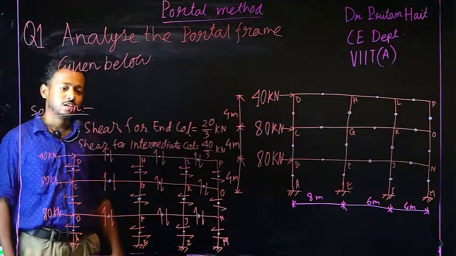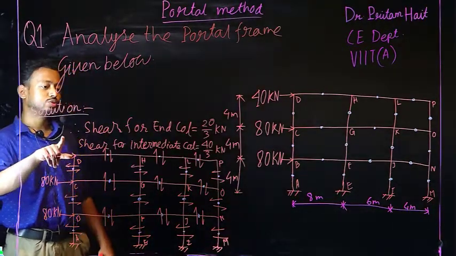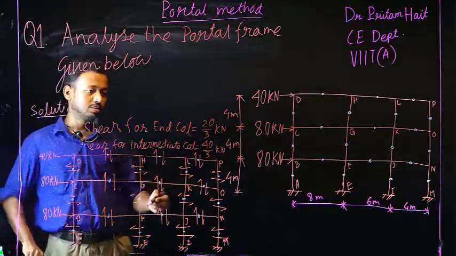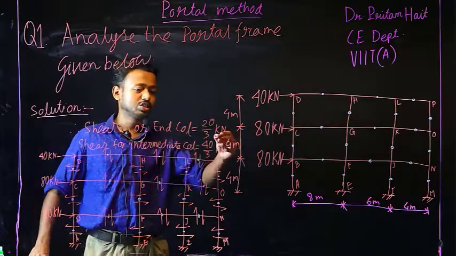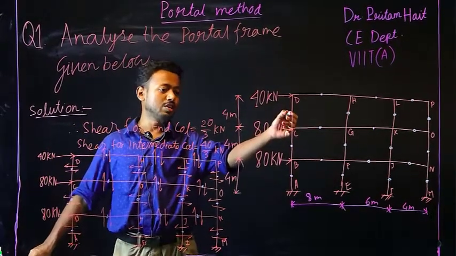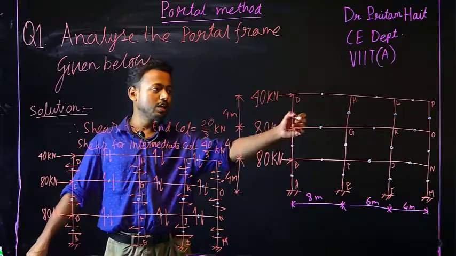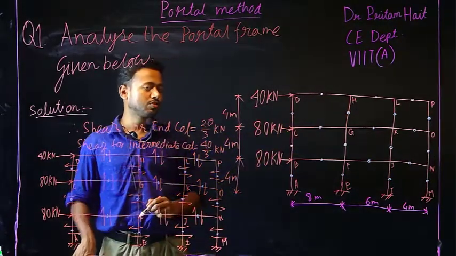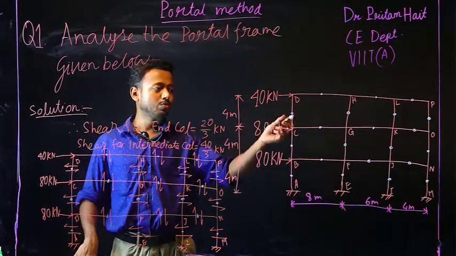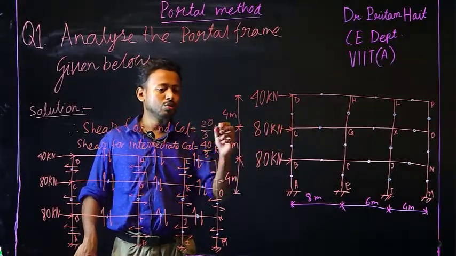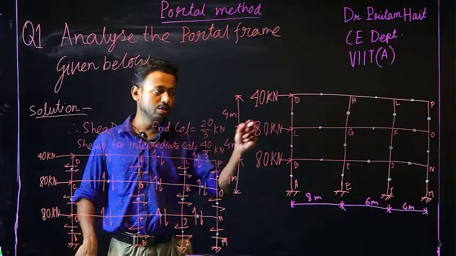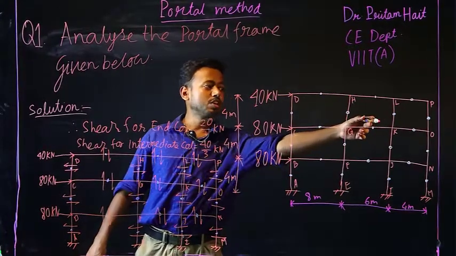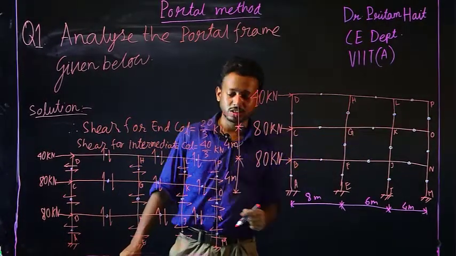Here I have calculated the shear force for the end column as 20/3 kilonewton. So what will be the shear force in the intermediate column? That is 40/3, because the shear force of the intermediate column will be twice that of the end column. So 2 into 20/3 means 40/3 kilonewton. In this way the column shear of KL is 40/3 and column shear of OP is 20/3, right?